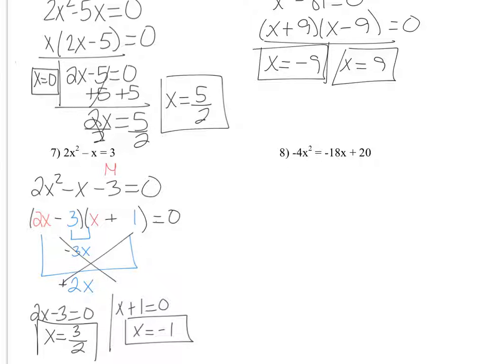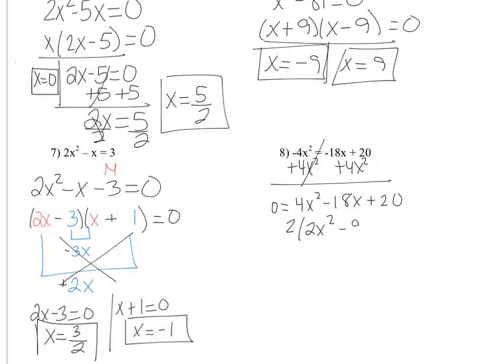Okay, last but not least, number 8. We needed to get everything over to one side. My suggestion, you see how this leading coefficient is negative? I don't want to deal with that leading coefficient to be negative, so I actually would bring the negative 4x squared to the other side. I would add 4x squared. So 0 equals 4x squared minus 18x plus 20. First step of factoring was there should have been a GCF of 2. And then you get 2x squared minus 9x plus 10.